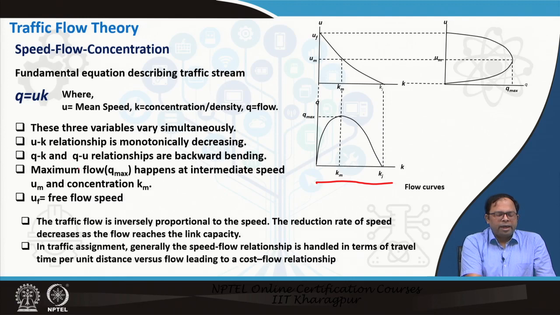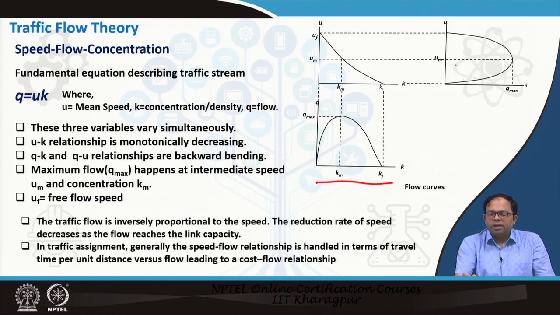QK and QU relationships are backward bending. That means they increase and then they decrease. So when concentration K is increasing, Q is increasing. Q is flow, that means total vehicles passing per hour. Speed is decreasing and concentration is increasing, and flow is increasing, but at one point of time it will start decreasing again.